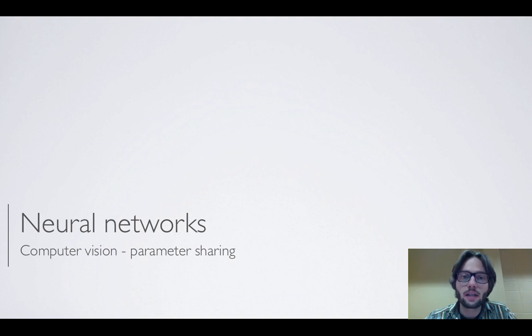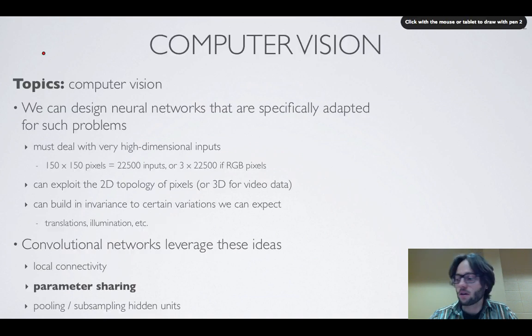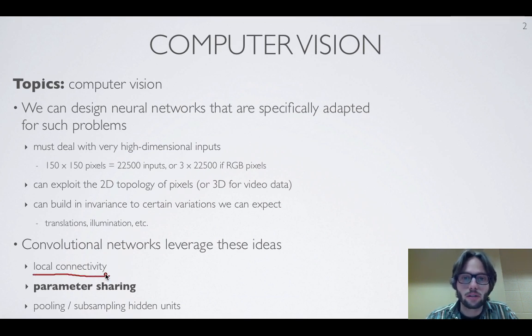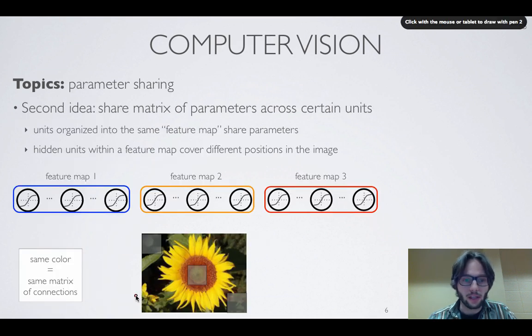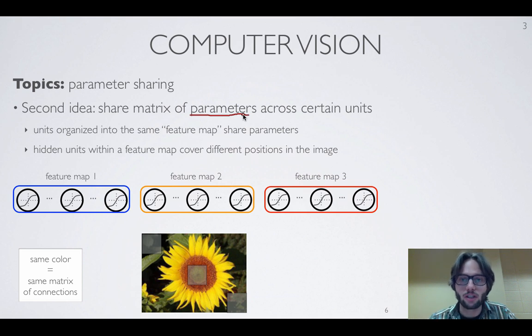In this video, we'll introduce the idea of parameter sharing in convolutional neural networks. So we've seen before the idea of local connectivity that convolutional neural networks leverage, and now we're ready to talk about an additional idea of parameter sharing across hidden units. This second idea that we're adding on top of local connectivity is that we will be sharing the parameters, so the values of the weights of the connections between the hidden units and the units in the layer below, between certain units.